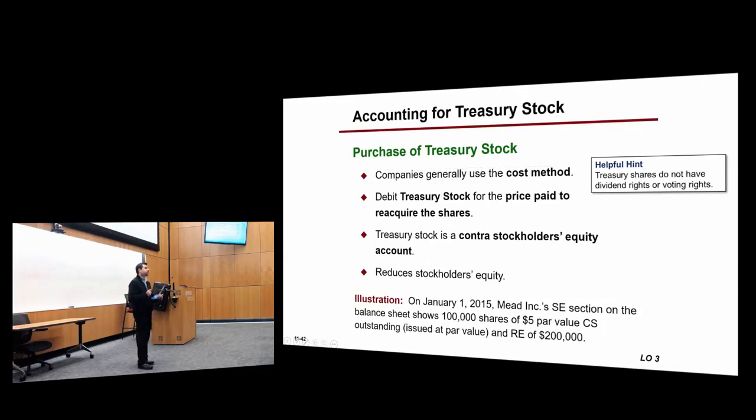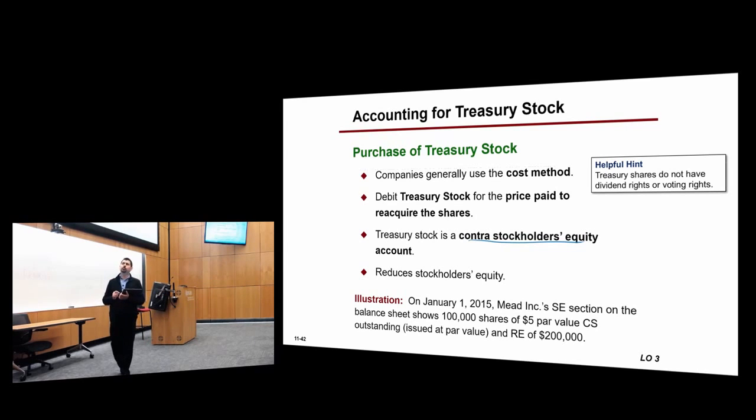Now, when the company purchases treasury stocks, what do they do? Remember, this is not an asset. This is a contra stockholders' equity account. Yes. If they purchase it, wouldn't they have to debit treasury stock and credit cash? Yes. But then how much? How do they do that?